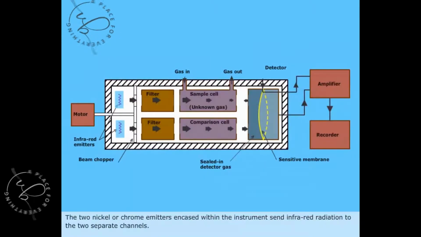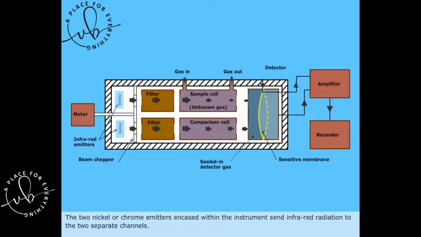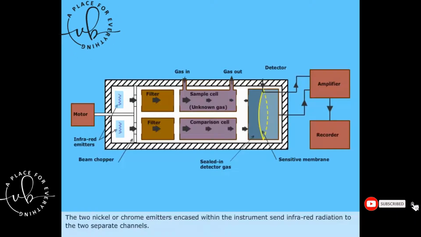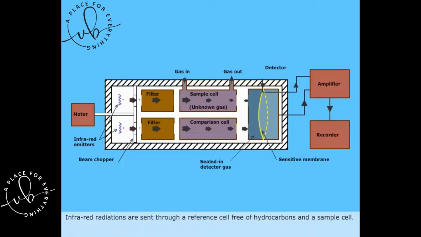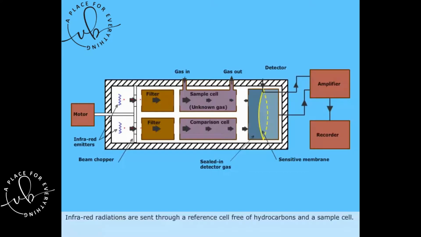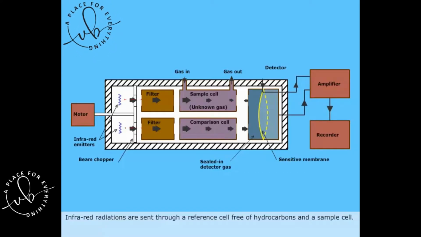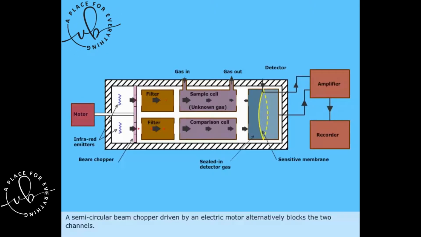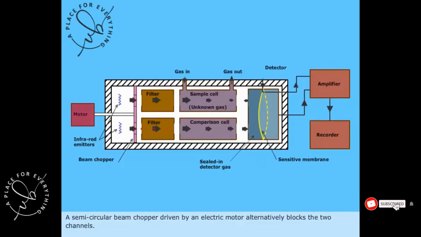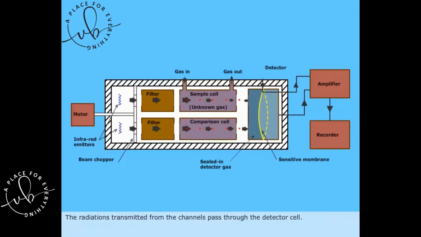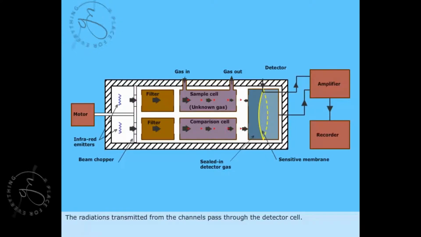The two nickel or chrome emitters encased within the instrument send infrared radiation to two separate channels. Infrared radiations are sent through a reference cell free of hydrocarbons and a sample cell. A semicircular beam chopper driven by an electric motor alternately blocks the two channels. The radiations transmitted from the channels pass through the detector cell.